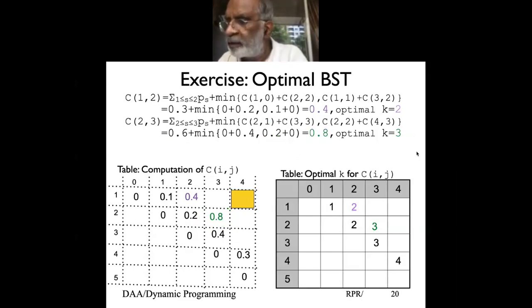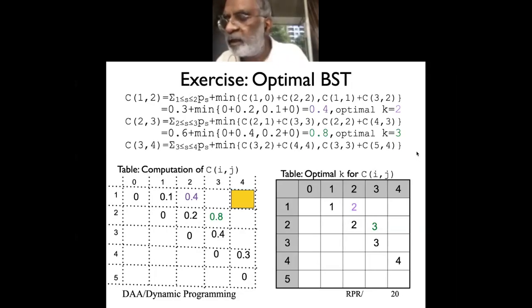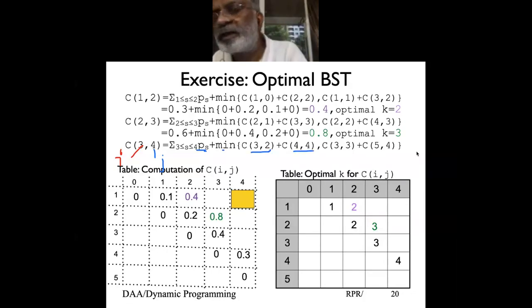Let's compute C3,4. C3,4, again you look at, this is i and this is j. So i is 3, j is 4. So first sum is P3 plus P4 and min of k, where k is 3 and k is 4. When k is 3, C(i, k-1) is C32, and C(k+1, j) is C44. When k is 4, C(i, k-1), i is 3, k minus 1 becomes 3, C33, and C(k+1, j), k plus 1 is 5 because k is 4.